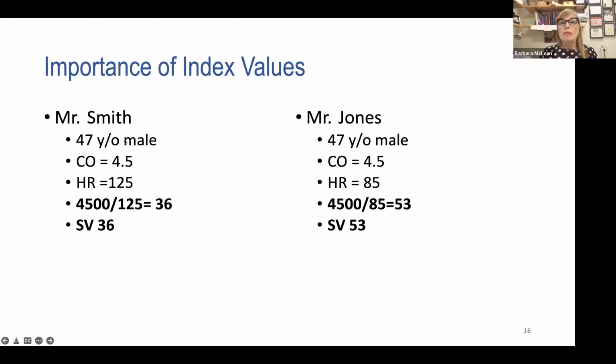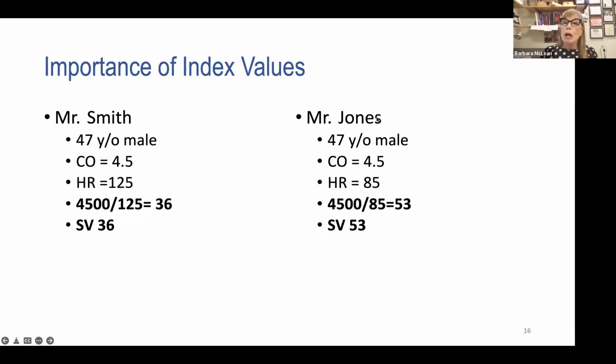Jones, and they're the same age, and they have the same measured cardiac output, but Mr. Smith has a heart rate of 125, and Mr. Jones has a heart rate of 85. So Mr. Smith, when I take his cardiac output, which is 4.5 liters, I convert that to milliliters, 4,500, and I divide by the heart rate. We now know that his average stroke volume is 36 mils.